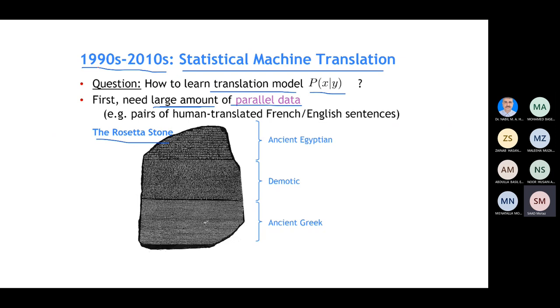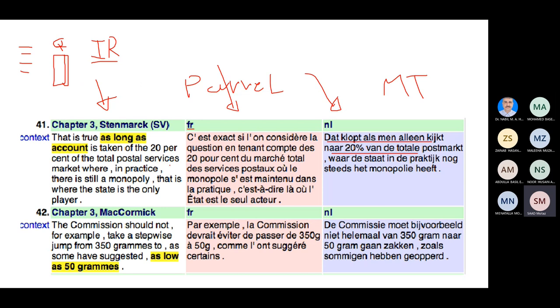As I mentioned, in that period we needed a large amount of parallel corpus. By the way, the first parallel corpus we have is the Rosetta Stone. It's an Egyptian one, an agreement written in ancient Egyptian, ancient Greek and Demotic. These are the three languages, so this is the first parallel text in the world. What does a parallel corpus mean? You should have so many sentences like this to be able to build a machine translation system.